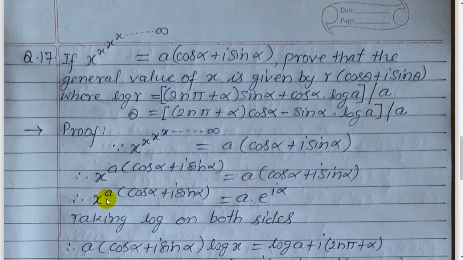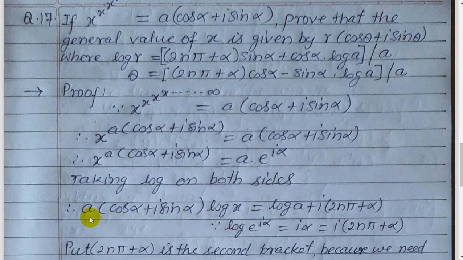Therefore, x to the power (a cos alpha plus i sin alpha) equals a multiplied by e raised to i alpha. Here, cos alpha plus i sin alpha in the exponential form is e raised to i alpha. So after writing this step, taking log on both sides, we get (a cos alpha plus i sin alpha) into log of x, because log m to the power n equals n log m.